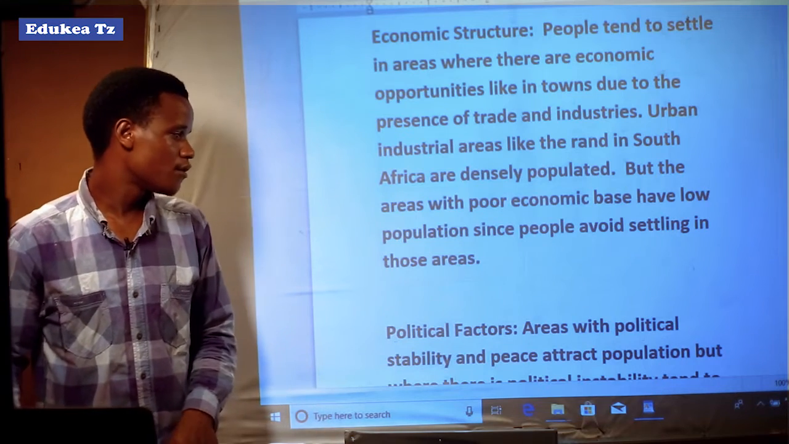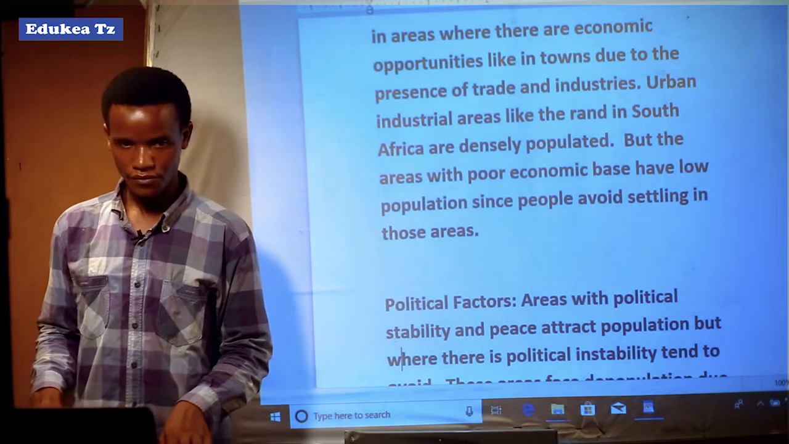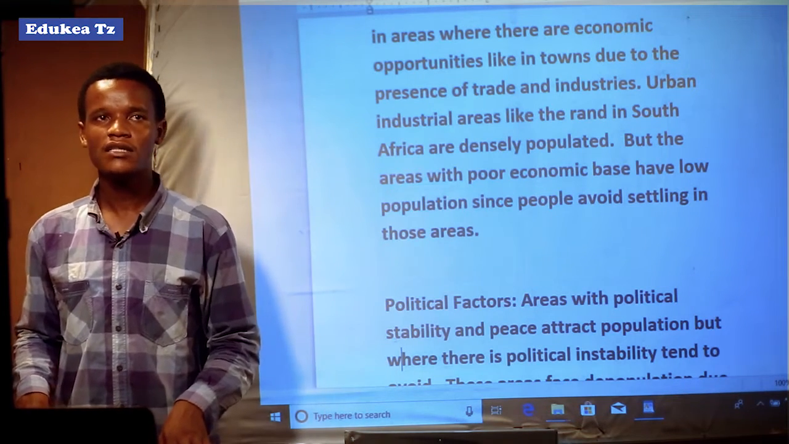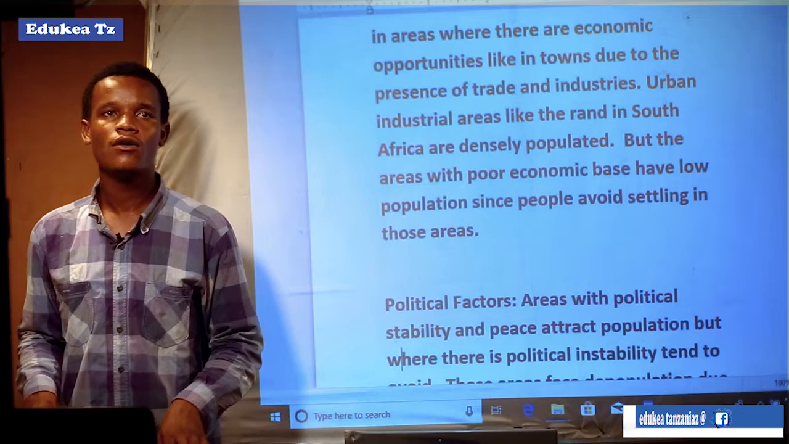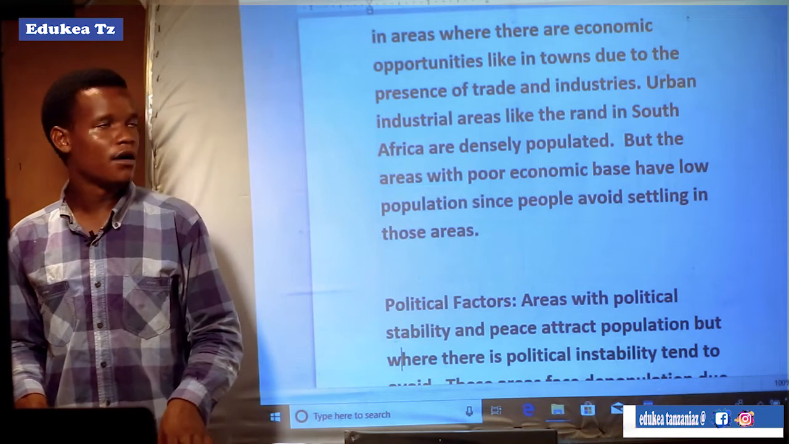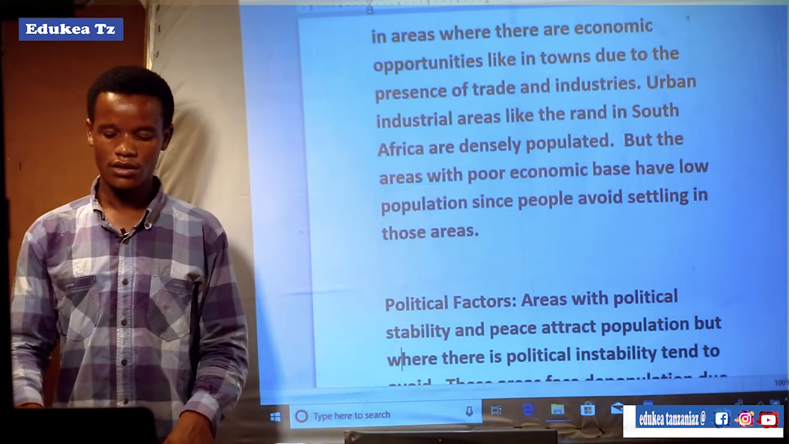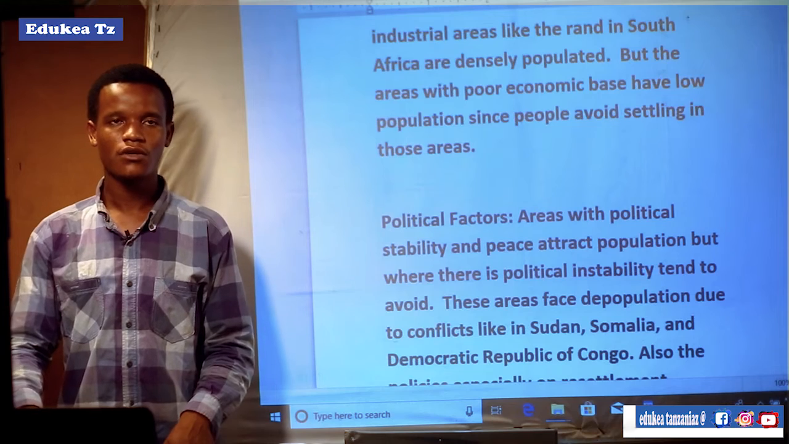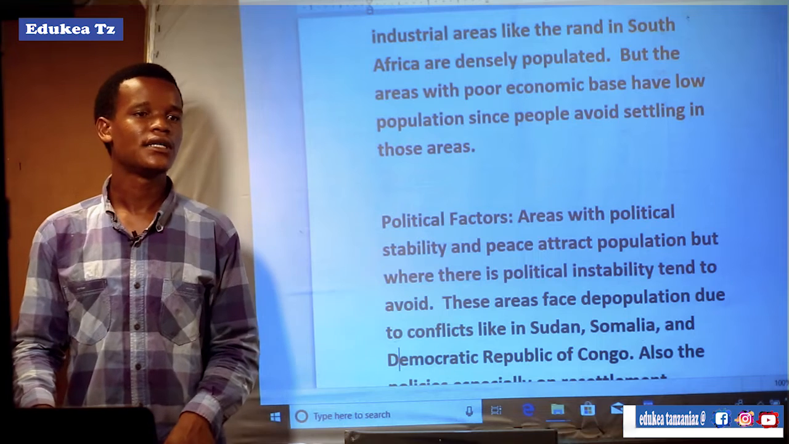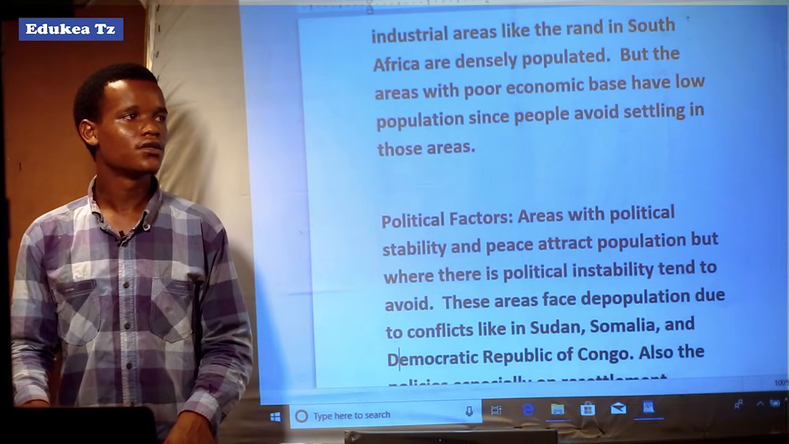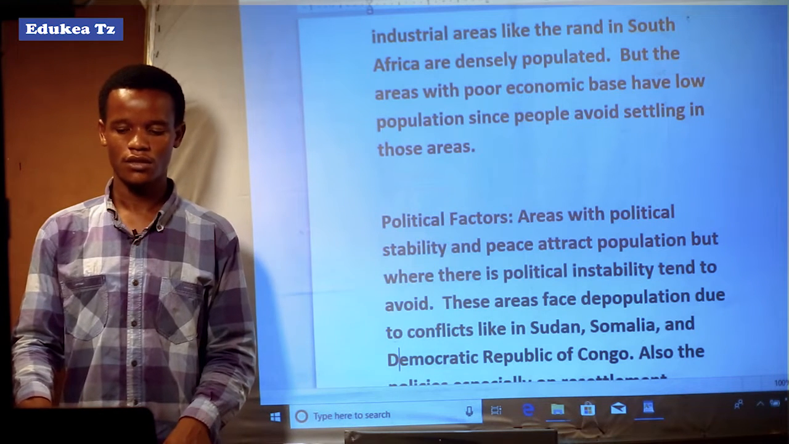Another point is the political factor. Here we're going to look at stability and instability. The area that is politically stable tends to attract people to live there because there is political stability, compared to the area that is in political instability, which tends to have low population because people will migrate to areas that have political stability. So political factors are another factor that leads to the population distribution.